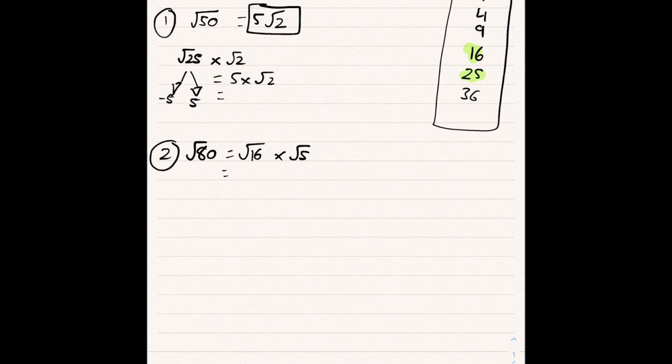Now what is the square root of 16? 4. Therefore we have 4. And what's the square root of 5? It's just root 5. So it'll be 4 times root 5, which will therefore give us 4 root 5, which is the answer for this question.